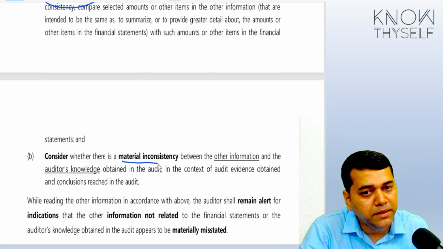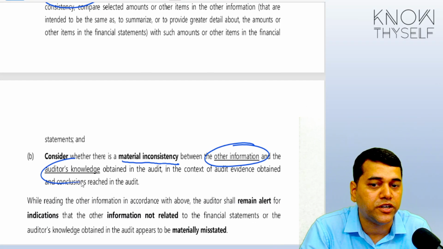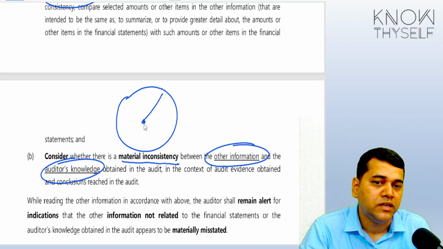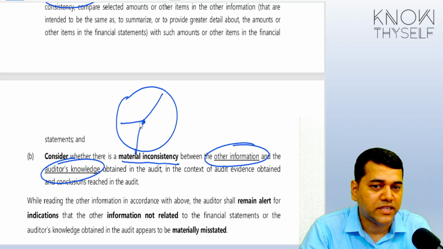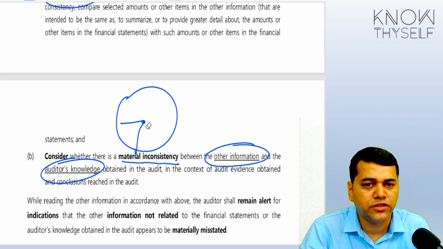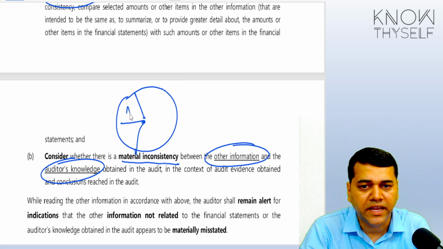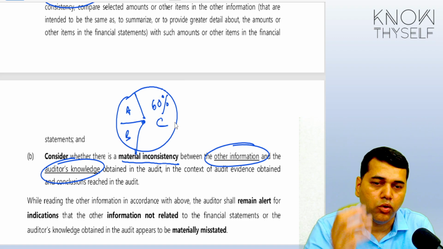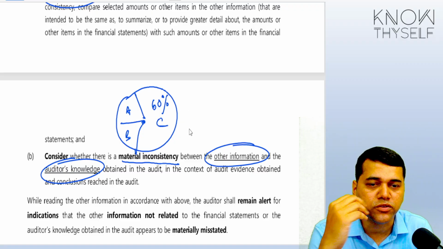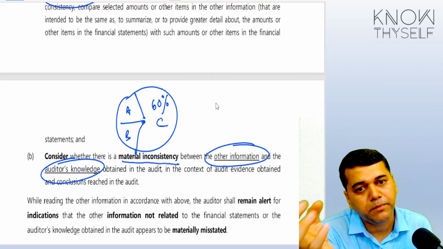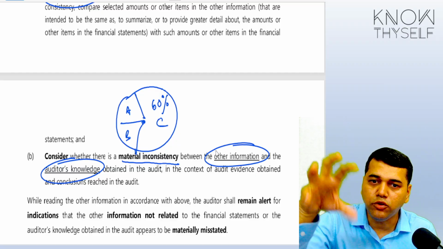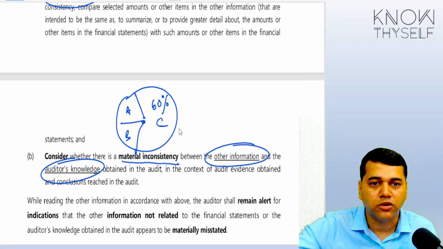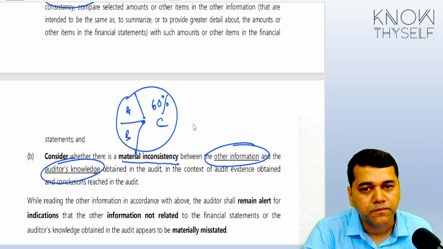Then consider, is there any material inconsistency between the other information and the auditor's knowledge? For example, they have presented a pie chart and they said they have got 3 segments: segment A, segment B and segment C. Segment C is 60%. Oh, this is new information, because as per your understanding, you thought segment A is 60%. And suddenly you realize that segment C is 60%. Now there is a problem, because either the annual report is wrong or your understanding was wrong.